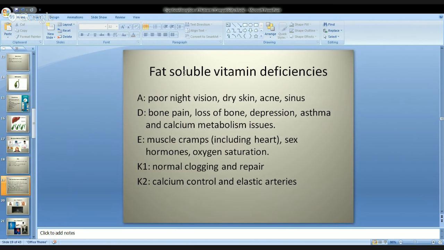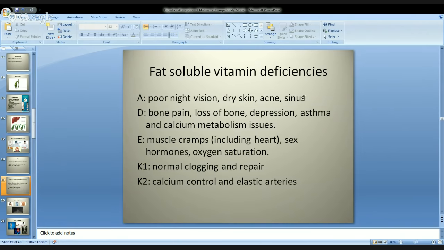So what is a fat-soluble vitamin? It's a vitamin that gets stored in your body, in your fat cells, so you can retain it a lot longer. And vitamin A, for example, here's a symptom. You get poor vision, especially at night, dry skin, acne. Why do you think they use Accutane? That's a synthetic vitamin A, but it's very toxic. This has a lot of side effects.